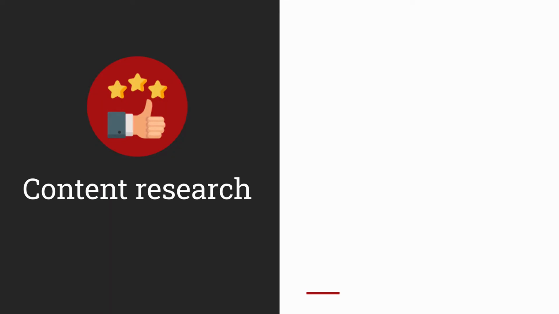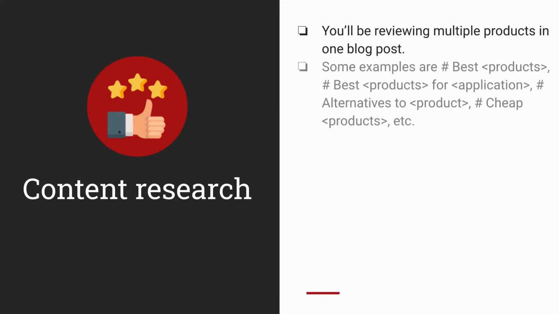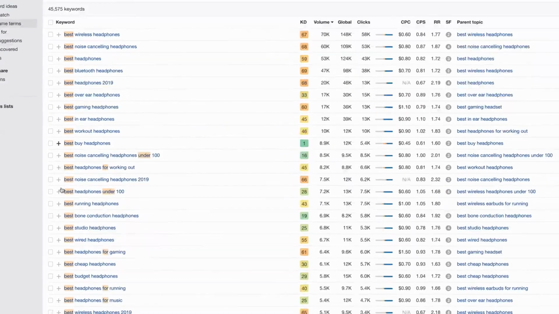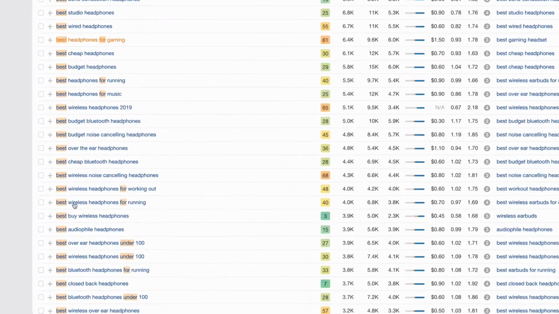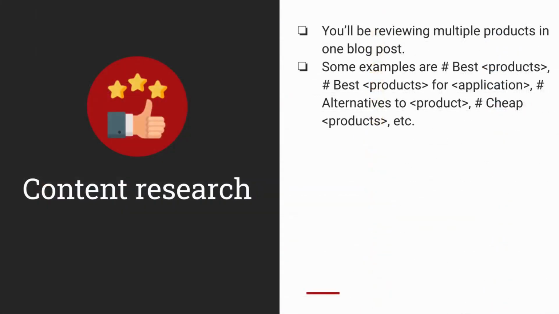So for roundup posts, these are some of the things that you need to consider when doing the content research. Okay, first you need to be researching the content before even writing your first word, right? The first one is you will be reviewing multiple products in one blog post, right? You need to keep this in mind. And the second one is here you need to research for some keywords like 10 best some products or headphones, or 10 best headphones for airplane travel, or top 10 best speakers for trekking.